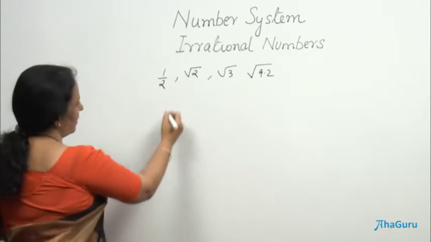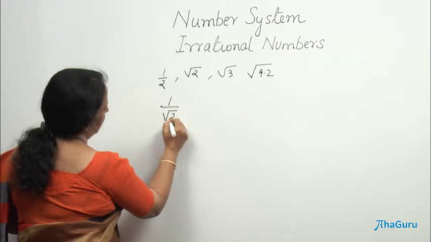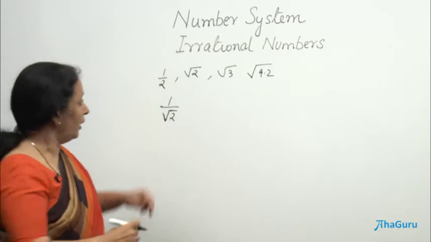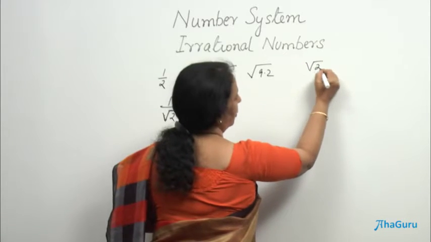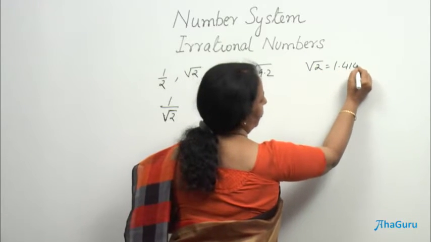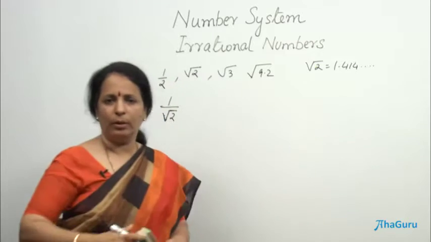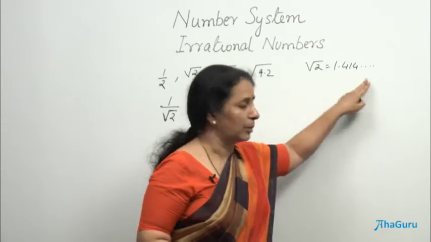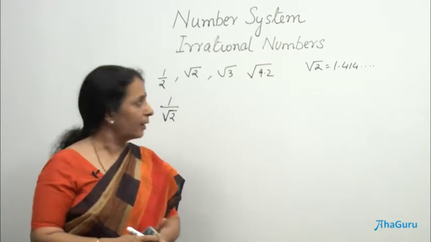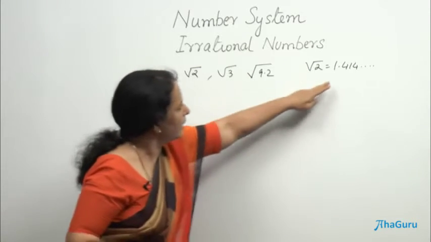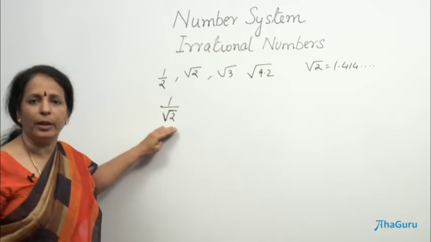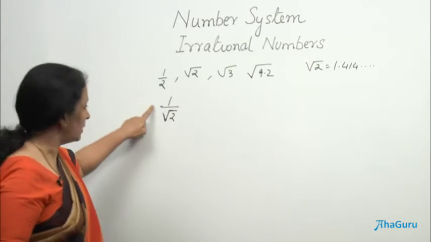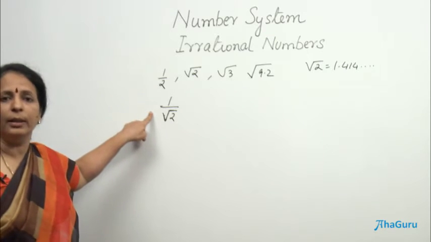But what happens if I want to write something like this, 1 by root 2, on the number line? You already know root 2 is actually equal to 1.414, of course it goes on. It is a non-terminating and non-recurring decimal, that is why it is called an irrational number. So, if I have this number in the denominator, it is not easy to divide to start with. It is also not easy to plot this one on the number line.